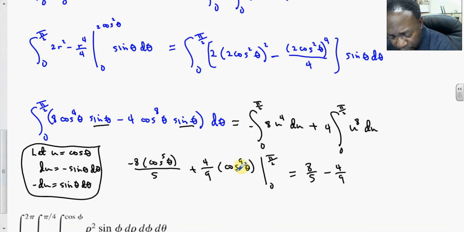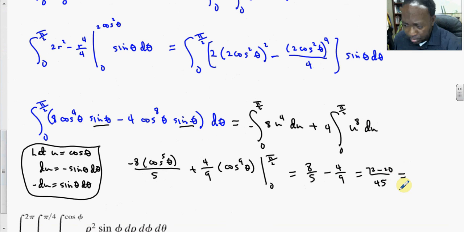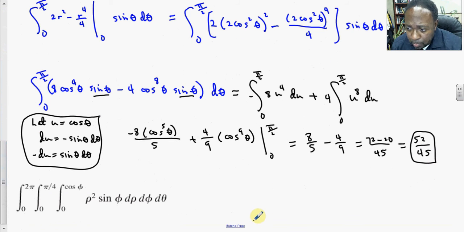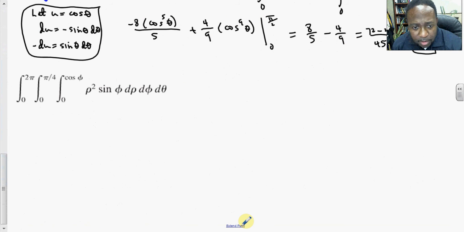We're evaluating the cosine at 0, so it gives us 1. So we subtract 8/5 minus 4 over 9. This is 8 times 9, 72, and then 4 times 5 is 20. And so we have as our answer 52 over 45. So we were able to squeeze that into that space pretty good.